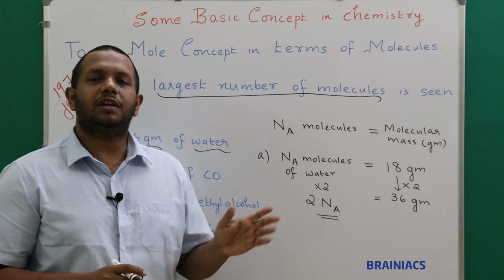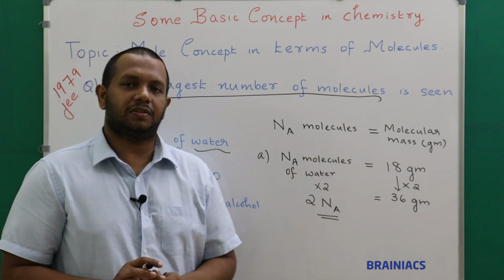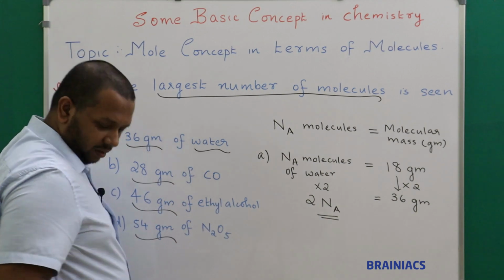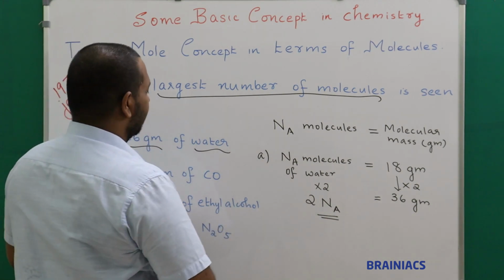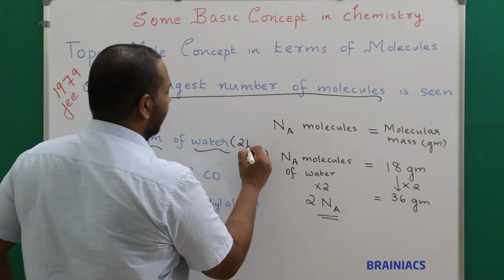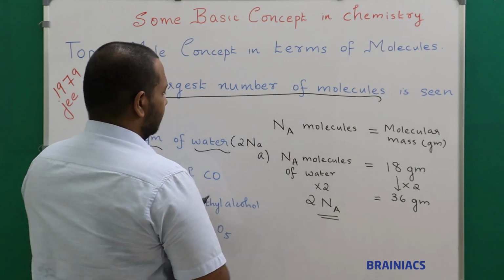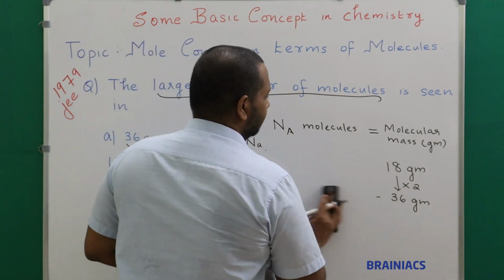So it is indirectly meaning 2 into 6.023 into 10 power 23. So I will note down here. This one I calculated and I found it as 2NA. Okay, this one then I will rub.